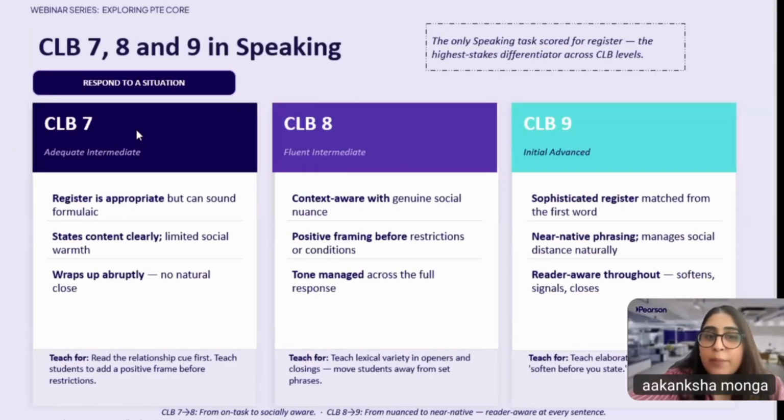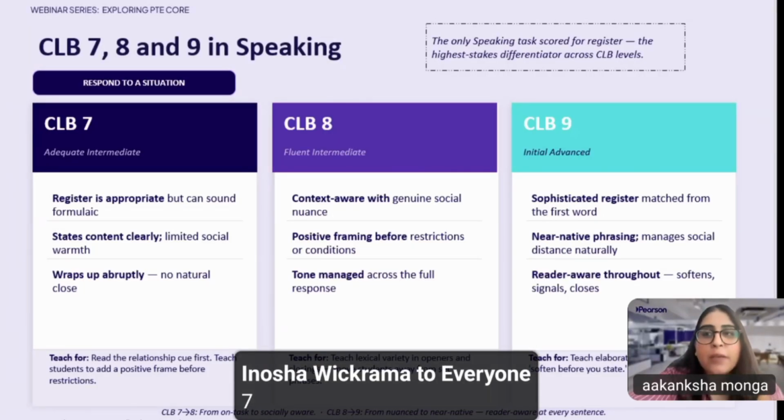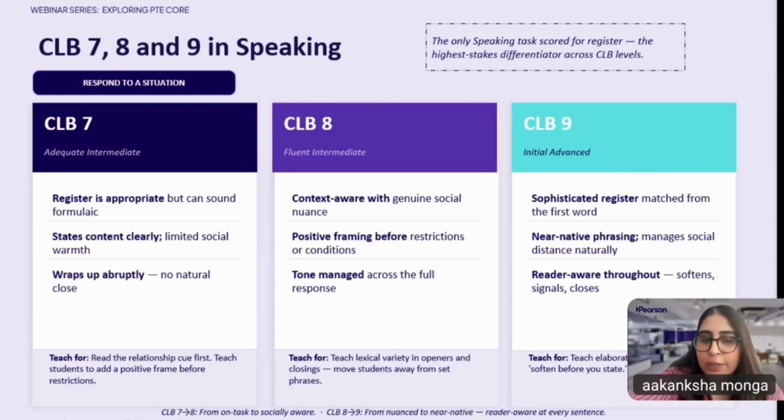At a CLB 7, the student might be considered adequate intermediate, at a CLB 8 fluent intermediate, and at 9 initial advanced. So if most of your students fall in the CLB 7 category at this point, that means that their register is appropriate, so it's not incorrect, but it can sound a bit formulaic, a bit memorized, or a bit generic. It does state the content clearly, but the warmth might be missing. The natural element of the answer might be lacking, and it doesn't close or wrap up as naturally as a real conversation would. So it wraps up kind of abruptly or unnaturally.